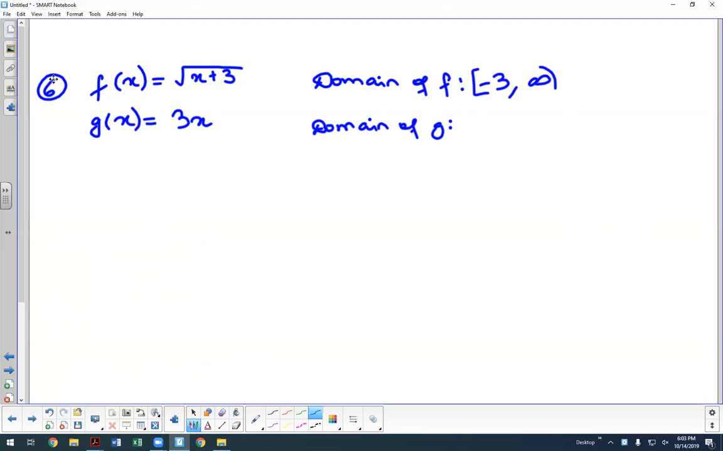For the g function, negative infinity to positive. Yeah, again, it's a straight line. So you are going from negative infinity to positive infinity.